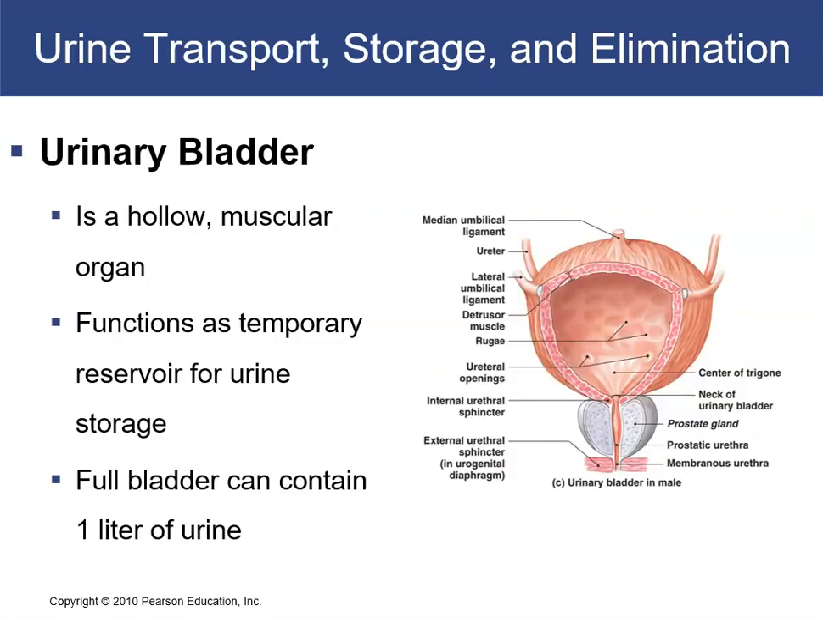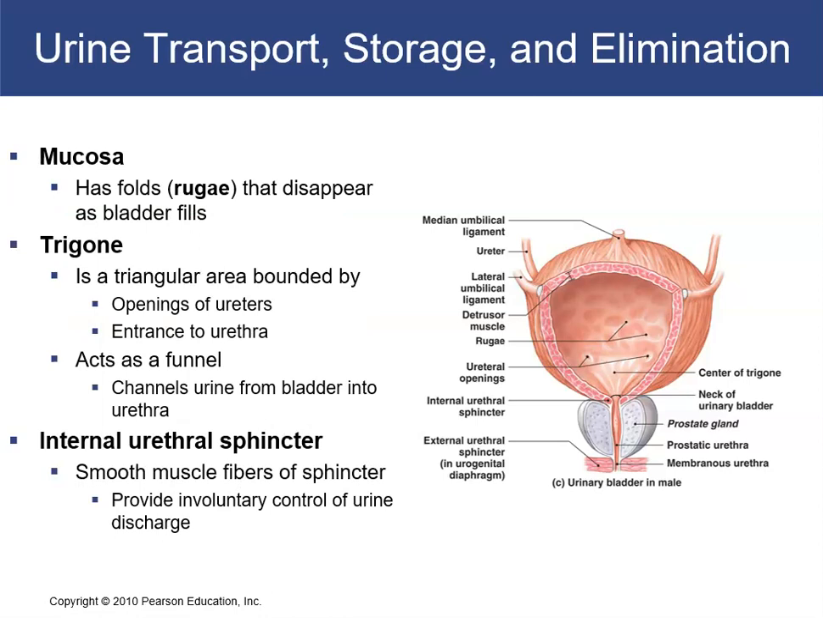Urine then goes into the bladder. This is a hollow muscular organ that serves as a temporary reservoir for urine storage. A full bladder can hold roughly 1 liter of urine. When you look inside, the inner layer, the mucosa, has numerous folds or rugae, very similar to what we saw in the stomach. And just like the stomach, these rugae disappear as the bladder fills.